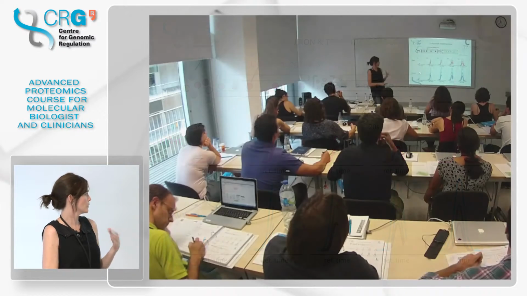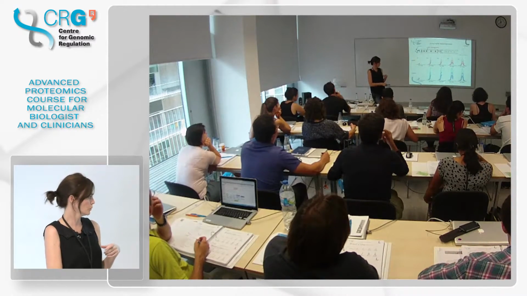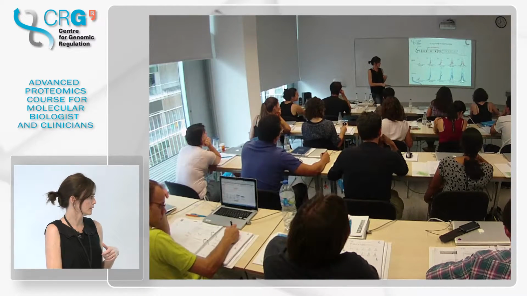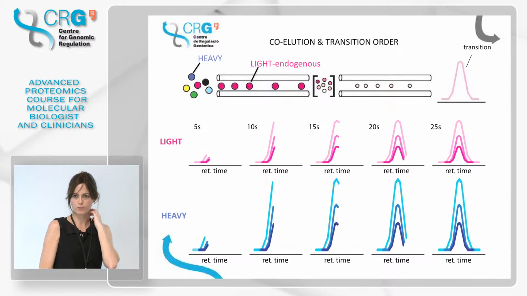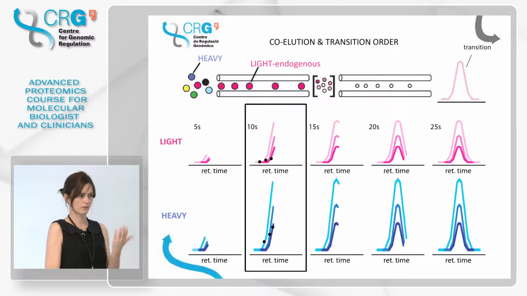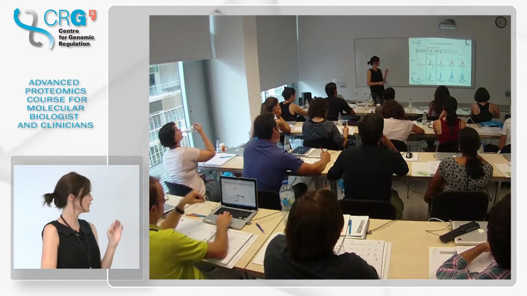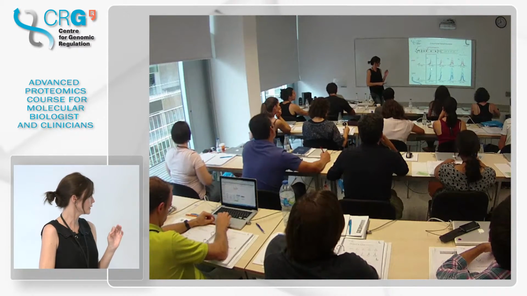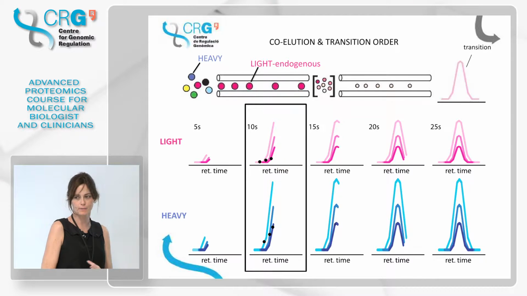So this is just to remind you that the light or endogenous peptide and the heavy peptide coelute. So when we see this, we know that this is our right signal. This is clear for everyone. We talked about this a lot before. And also remember that this is not a continuous line. We are measuring in dots. We go here, then here, then here, then here. And this is related to the cycle time and the number of transitions that we can monitor in one SRM run.